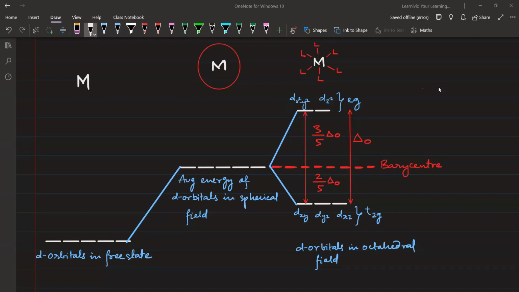The rest of the d orbitals, namely the non-axial d orbitals dxy, dyz, and dxz, experience lesser repulsion, and that is why their energy decreases. How much does it decrease? By 2 by 5 delta O. Those three orbitals are known as the t2g set of orbitals. So this complete thing happens in octahedral splitting. Next, we are going to look at the tetrahedral splitting.